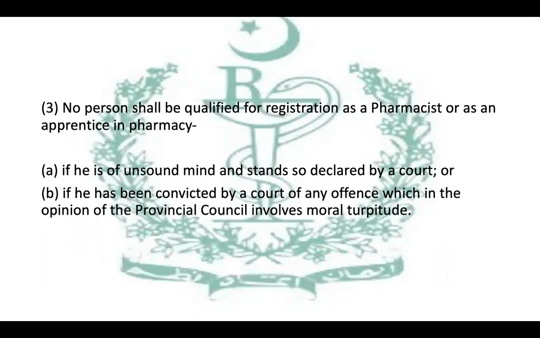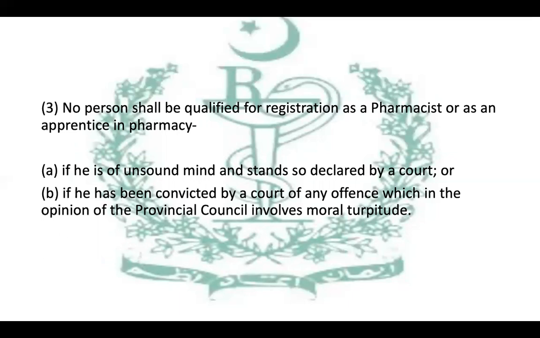3. No person shall be qualified for registration as a pharmacist or as an apprentice in pharmacy if he is of unsound mind and stands so declared by a court, or if he has been convicted by a court of any offense which, in the opinion of the provincial council, involves moral turpitude. So these cannot be registered as pharmacists.